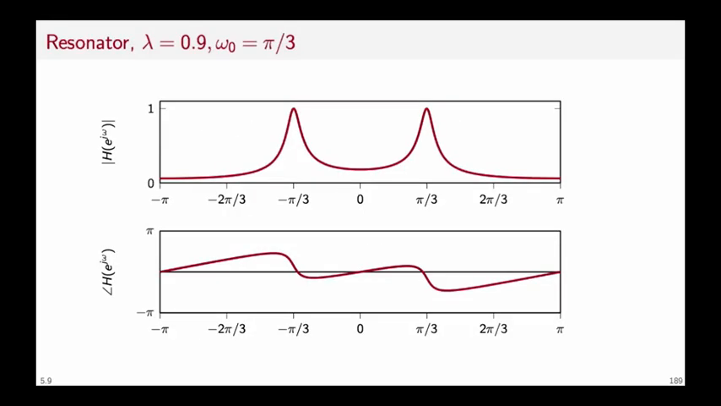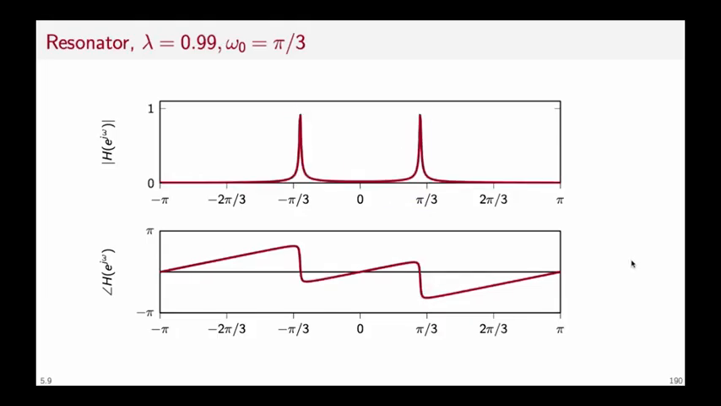In the frequency domain, the resonator indeed behaves as we expected. We have now two peaks in the frequency response that are centered on the frequency of interest omega 0, which in this example is equal to pi over 3. The phase is again nonlinear, as we expect from a leaky integrator, albeit modified. The problem with this resonator is that it's not very selective because the pass bands are quite spread out. We can improve the selectivity of the resonator by choosing a value for lambda that is closer to 1.